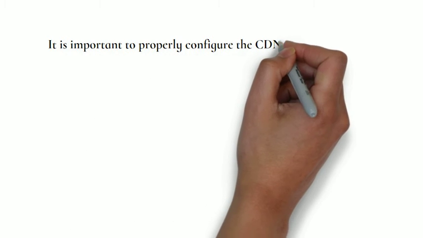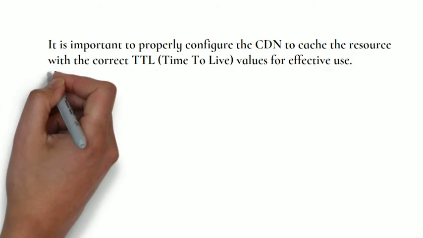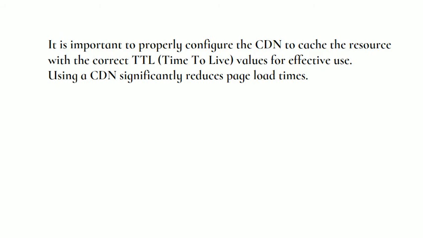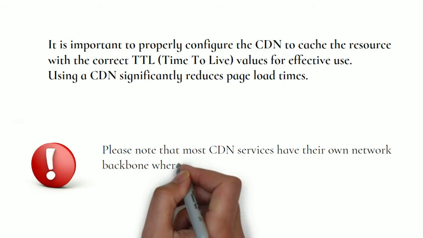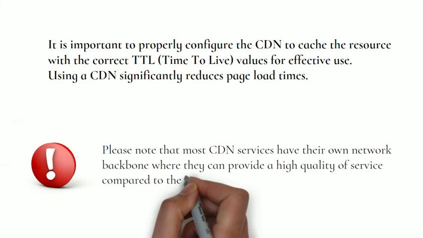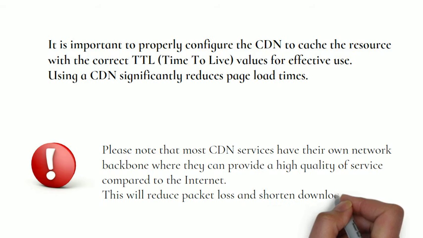It is important to properly configure the CDN to cache the resources with the correct time to live values for effective use. Using a CDN significantly reduces page load times. This method may be more expensive but more effective. Please note that most CDN services have their own network backbone where they can provide a high quality of service compared to the internet. This will reduce packet loss and shorten download times.